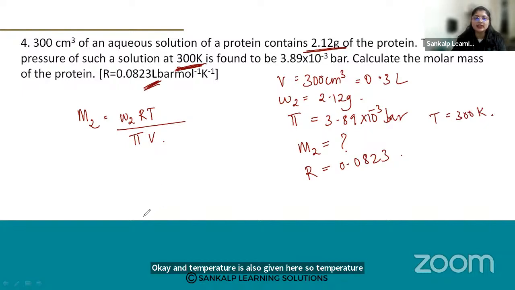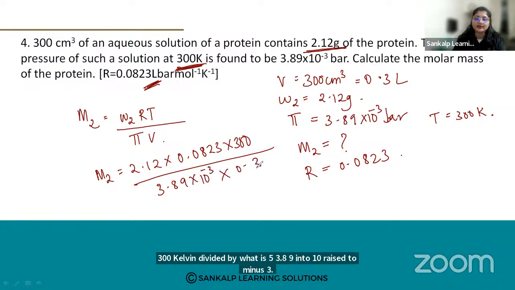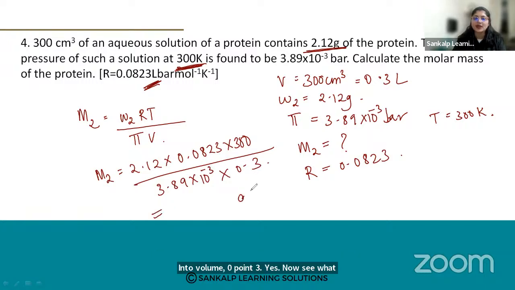Now, what all things are to be added here? Just see, M2 is equals to W2 RT, what is W2? 2.12. What is R? 0.0823. Temperature is 300 Kelvin divided by what is pi? 3.89 into 10 raised to minus 3 into volume is 0.3. Yes. Now see what is the answer you are getting. Again, the answer should be in gram per mole.